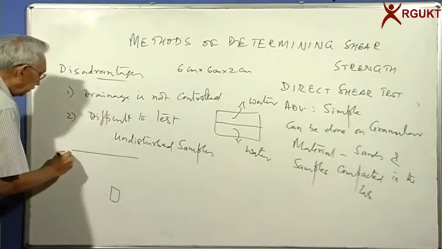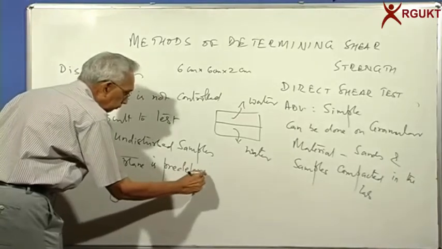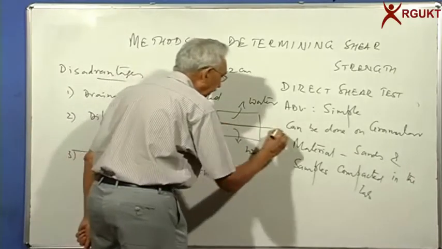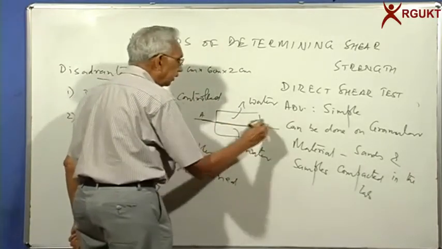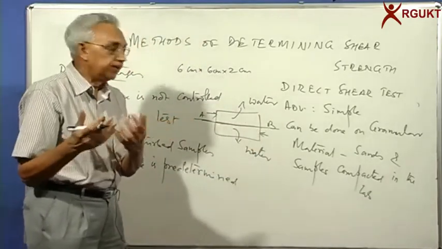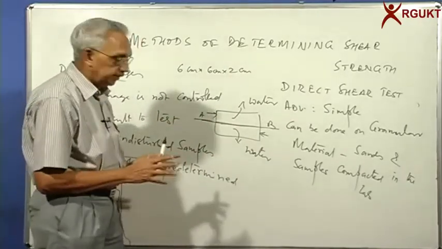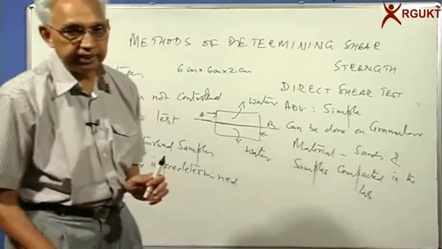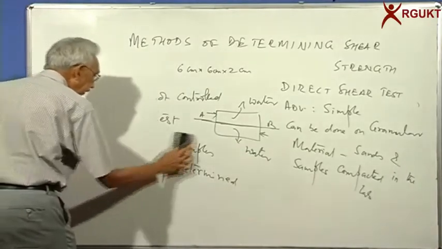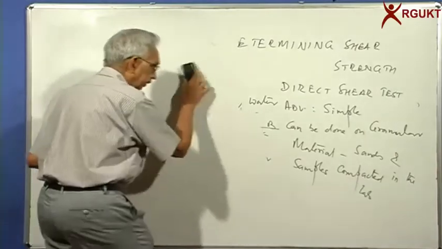The third is that the failure plane is predetermined. We have no control on the failure surface because you are shearing along this plane. This is AB, and the shearing takes place right along the surface. But in real soil, it may be any plane other than the predetermined one. Because of this, we need to go for a more sophisticated testing, which consists of taking samples in a cylindrical form and testing in what is called a triaxial apparatus.